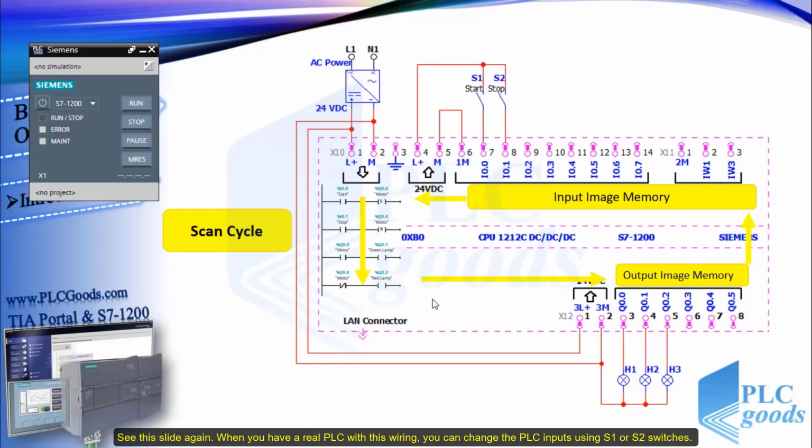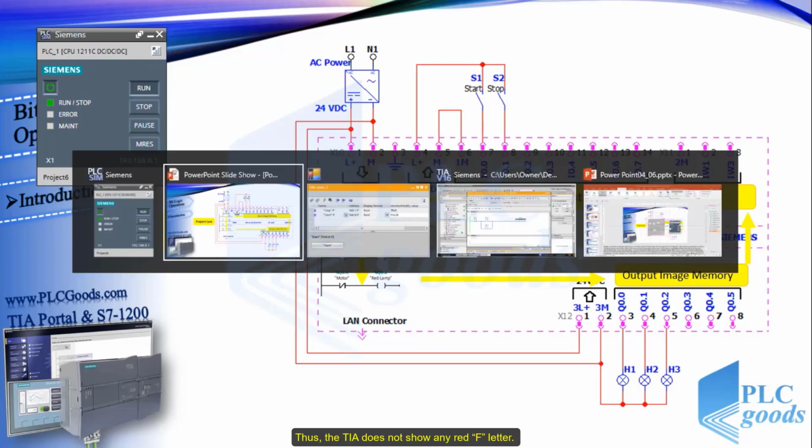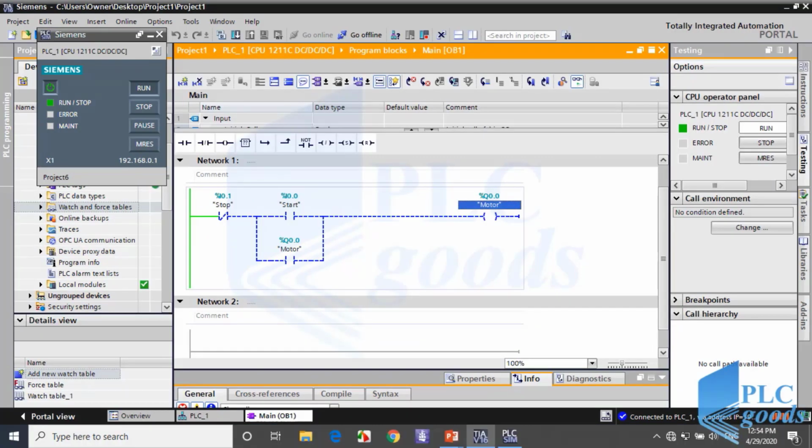See this slide again. When you have a real PLC with this wiring, you can change the PLC inputs using S1 or S2 switches. With the SIM table, we can change the state of our virtual PLC inputs as we can with a real PLC. In this way, we cannot change the image input memory directly. Thus, the TIA does not show any red F letter.